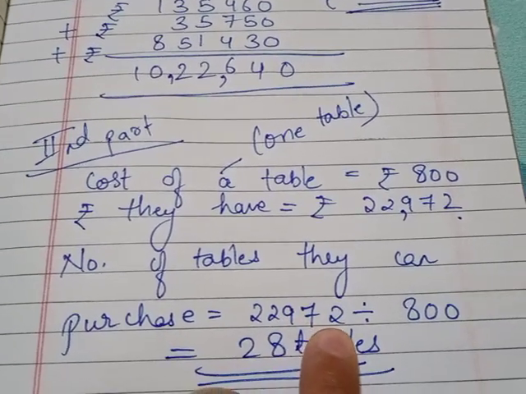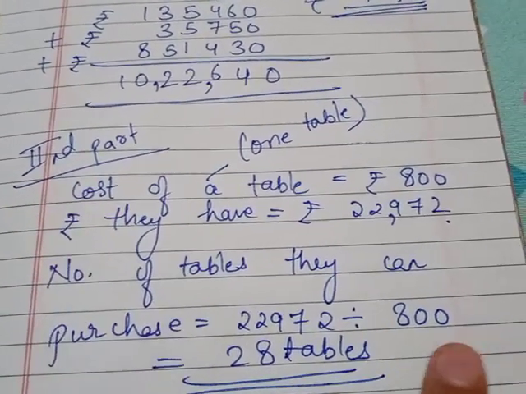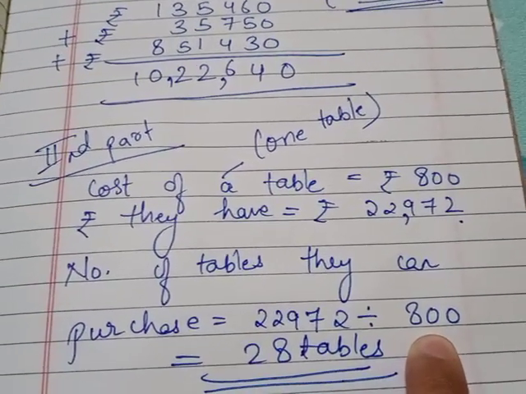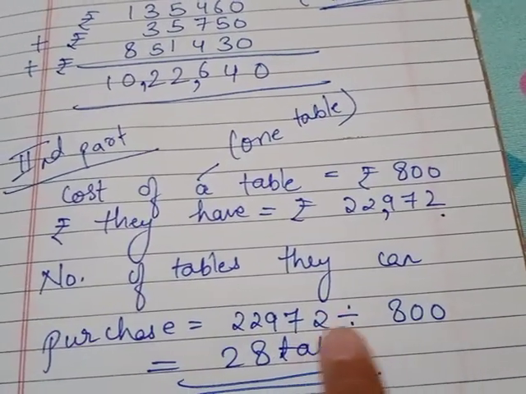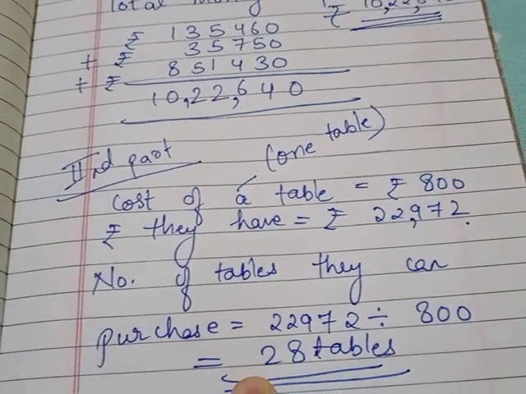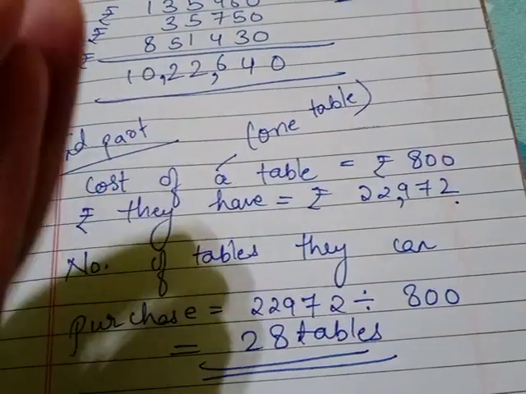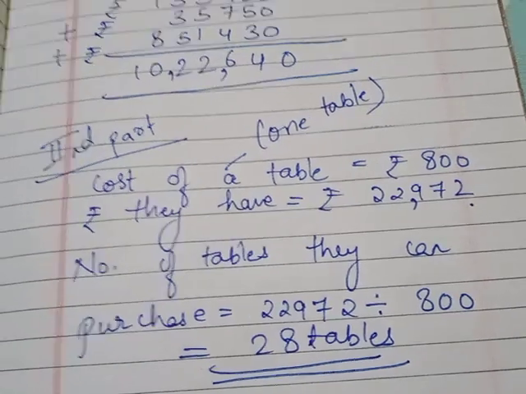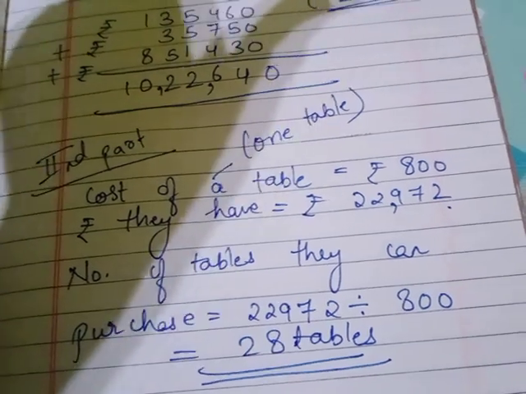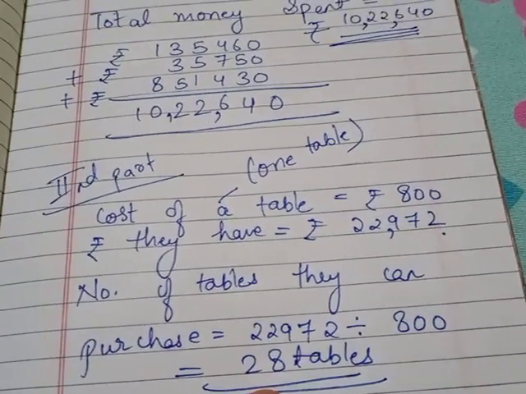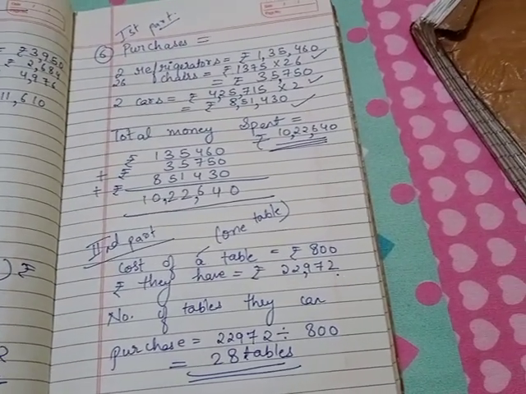22,972 rupees firm is having with itself, right? And 1 table's cost is rupees 800. So it is asked how many it can buy if it has this much rupees, right? So when you will divide it, you will get 28 tables. You got my point clear? You will get, of course, some digits in remainder also. So please don't count those remainder digits. You only write the questioned number which is coming. That is your 28 tables. Got it clear? This is your question number 6. You can see it clearly.